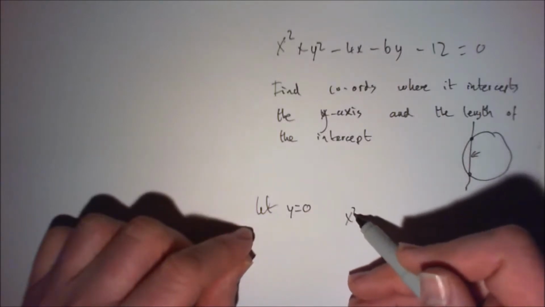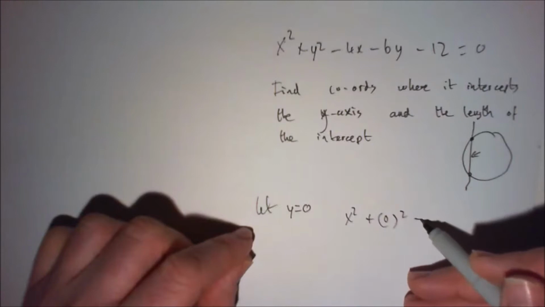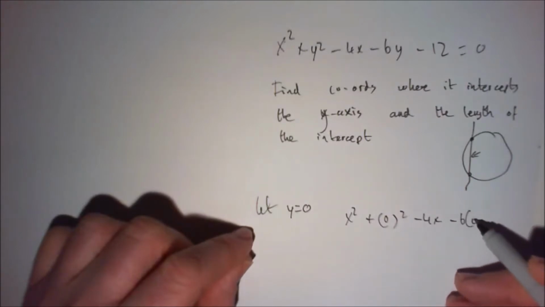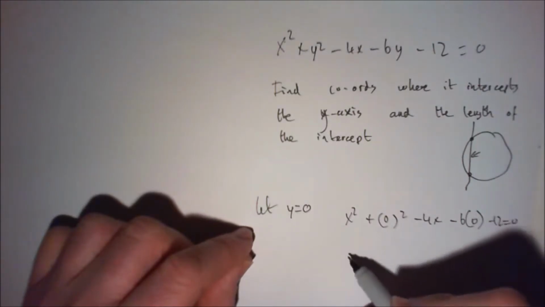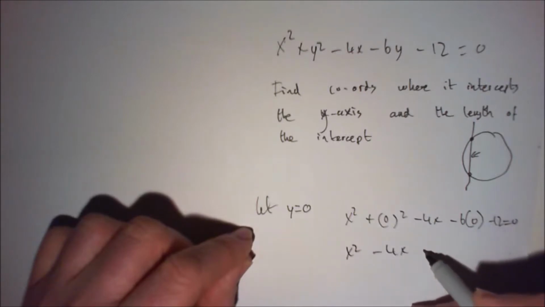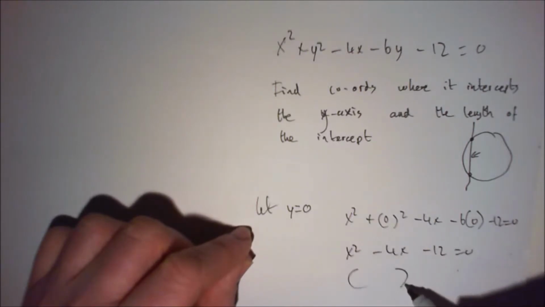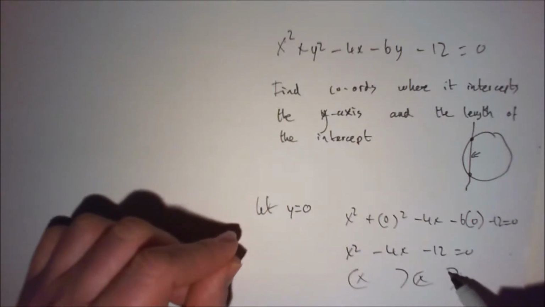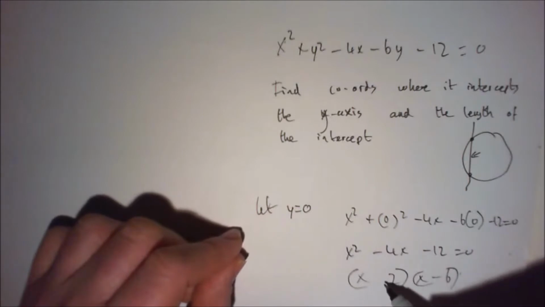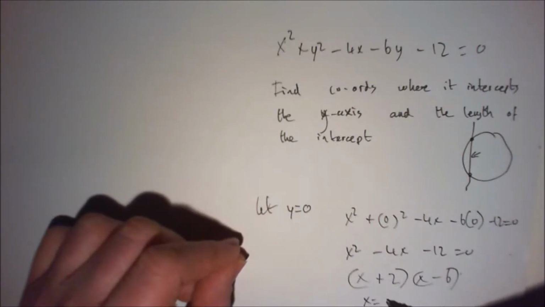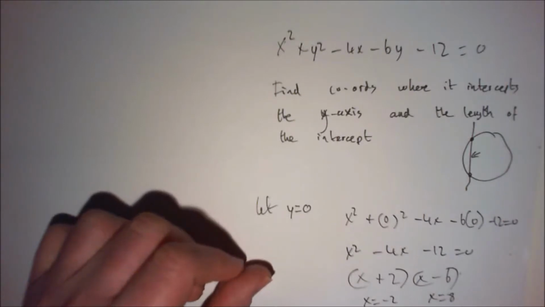So you're going to have x squared plus 0 squared minus 4x minus 6 times 0 minus 12 equal to 0. That's x squared minus 4x minus 12 equal to 0. So we've got 6 and a 2, a minus and a plus. So x is equal to minus 2 and x is equal to 8. So that's 8 and 0, and minus 2 and 0. And the difference between minus 2 and 8 is 10 units.